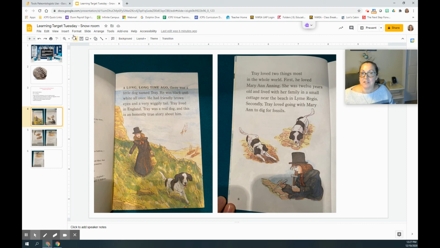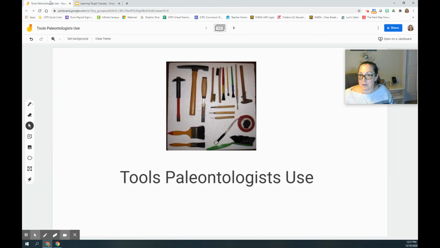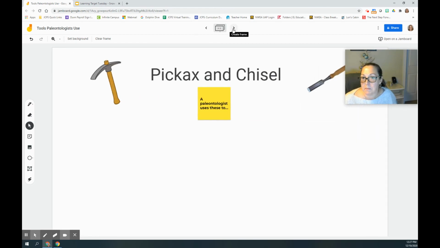So what you're going to do is you're going to go over here and we're going to make ourselves a note. This is the Jamboard. This is page 1, Tools Paleontologists Use. And in this Jamboard here, you can see this right here. This is her pickaxe, or this here too. I think she's got a couple of them. And this is her chisel. So if you can imagine that she is hammering away at the rock, and then she's using the chisel to get the fossil loose. So come over here, you're going to turn the Jamboard page to page 2.